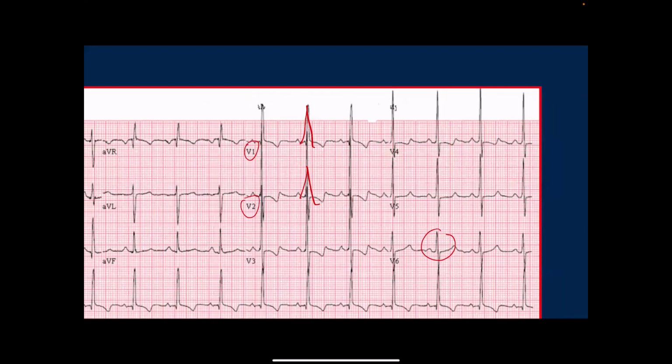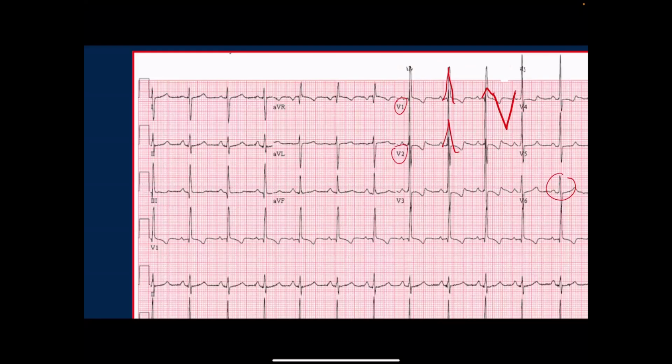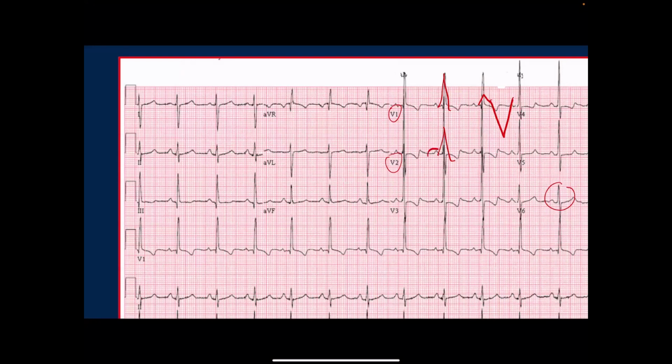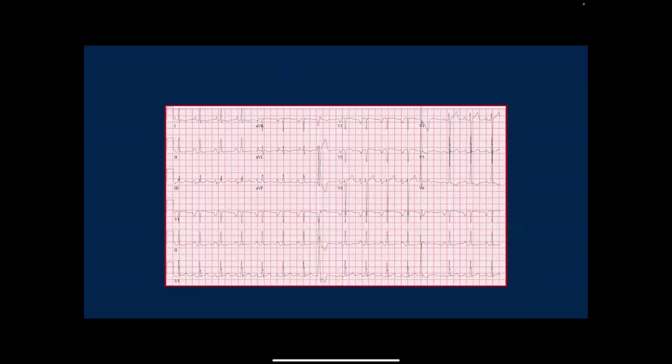Okay. In V1 and V2, the R has to be very tall and the S very deep for it to be long. Okay? And you also see in where? In V2 you can see that the P wave is long. Also here. So this is right atrial enlargement and right ventricular hypertrophy. Okay? The P wave is more clear in lead 2. What about this one?